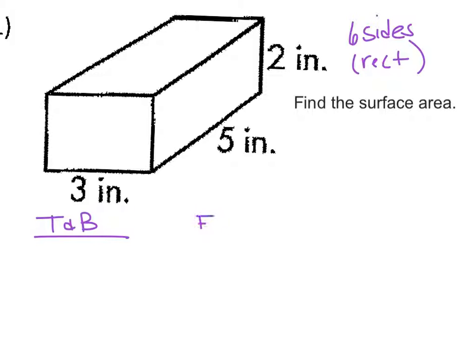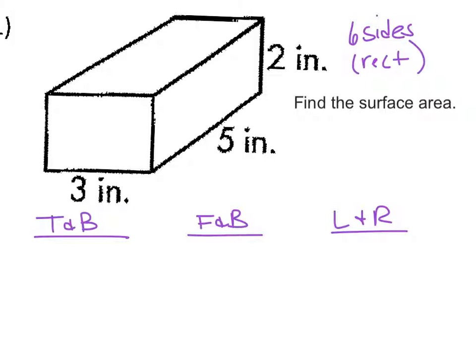The front is the same as the back. So if we find the area of the front, then we multiply it by 2 and we have both the front and the back. And the left side is the same as the right side. So again, if we find one of those sides, all we have to do is multiply it by 2 and then we have both. So I'm going to break it down into those categories.